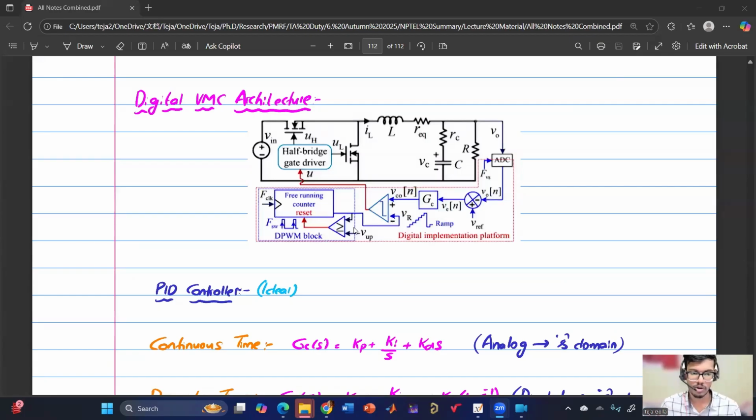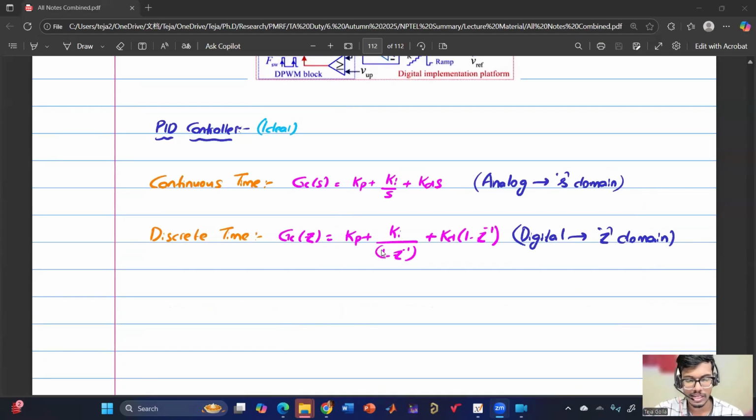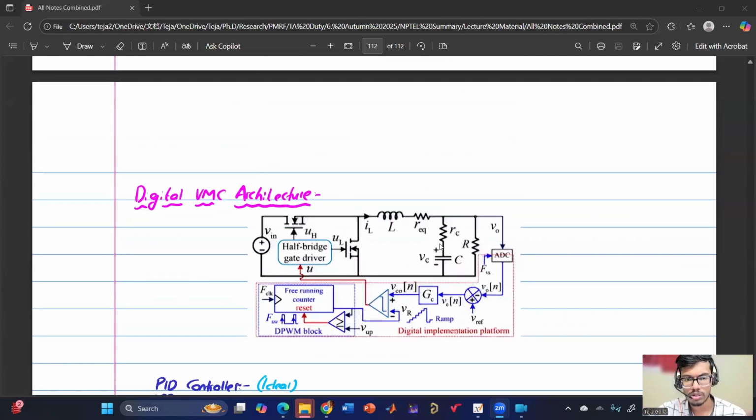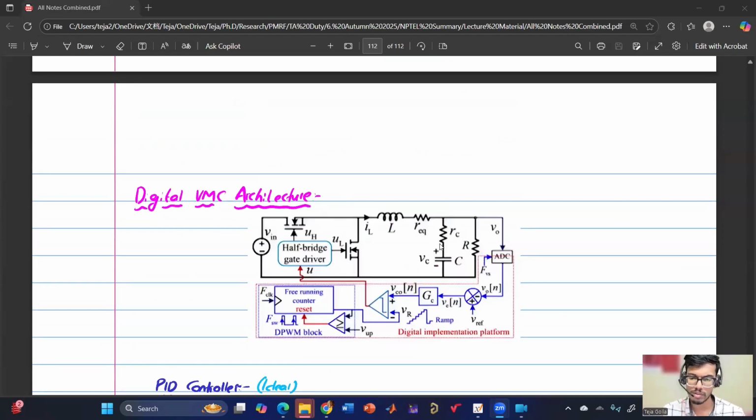And then we have discussed the digital voltage mode control architecture, and I have just given the expression for the PID controller for both continuous time as well as discrete time, but we have not gone into details because that is not part of this course. But just to give you an idea about how things will look in continuous and discrete domain, I have given the expression, but we have not spent much time. So that is all about this course. Just a brief, surface level summary of what we have discussed.